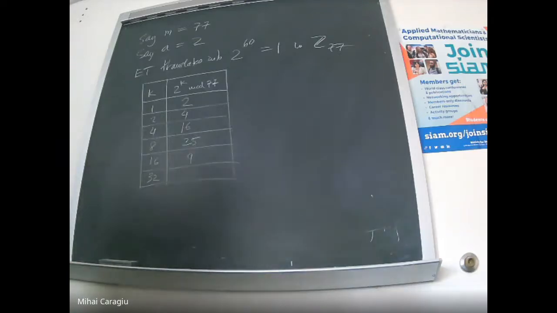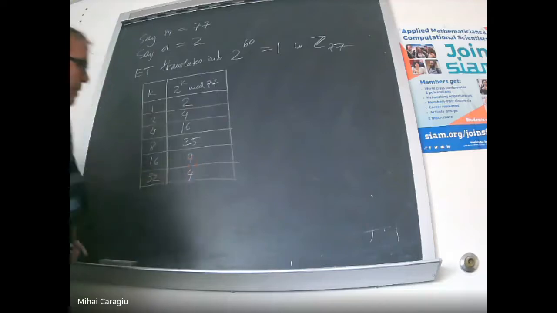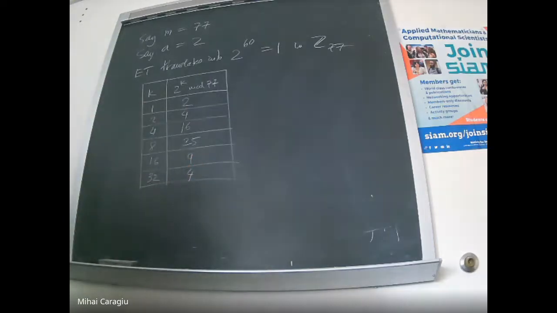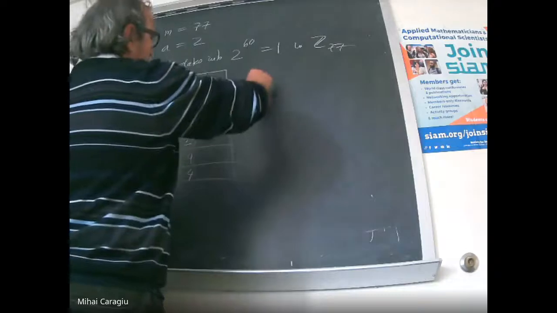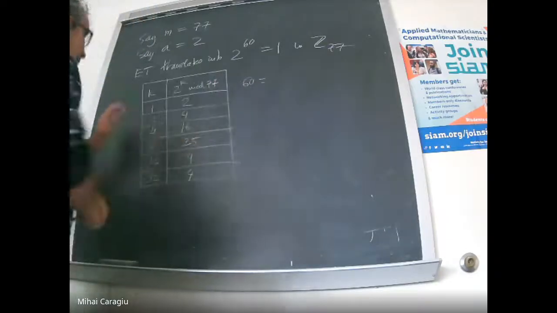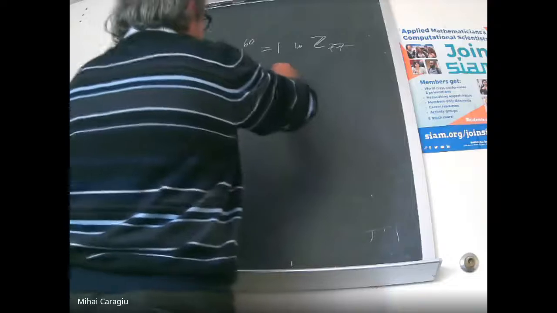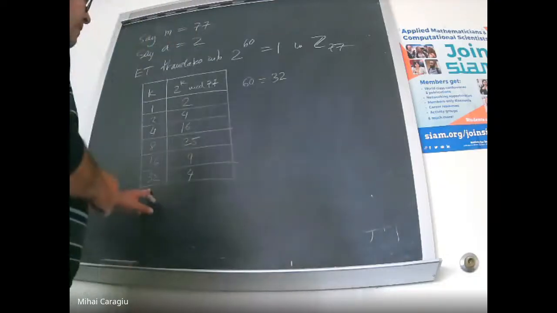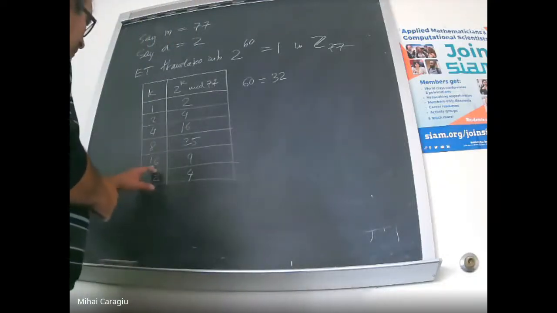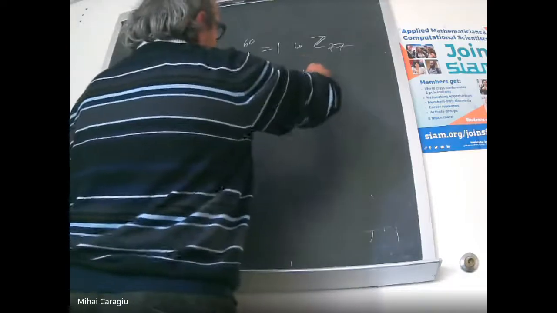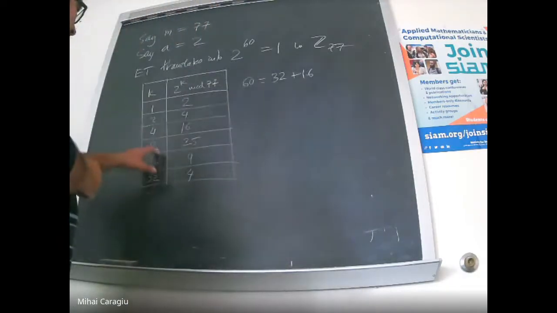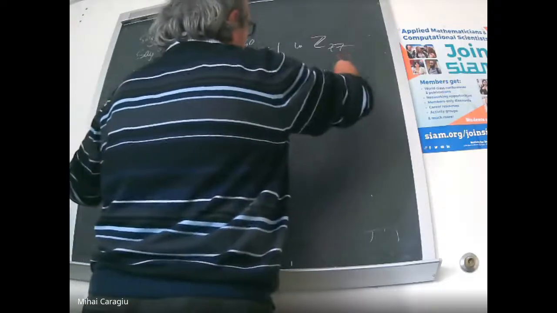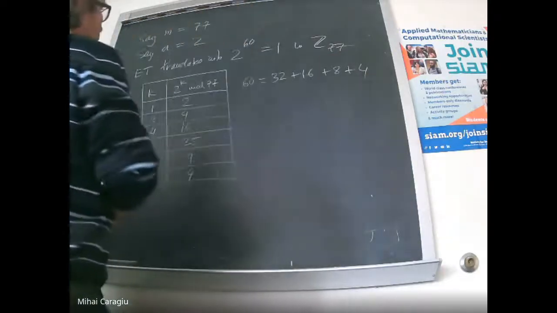And 9 squared will be, well, 81 modulo 77 is a 4. This we can do without calculator. Okay, and then step 1 of the algorithm. So now let's express step 2. 60 as the sum of exponents in this line is 32. What's left? 28. So we got a 16. So far we got 48 plus 8 plus 4. That's step 2.